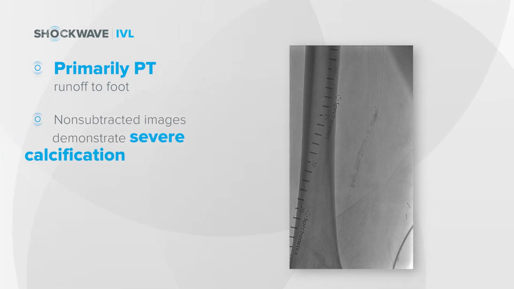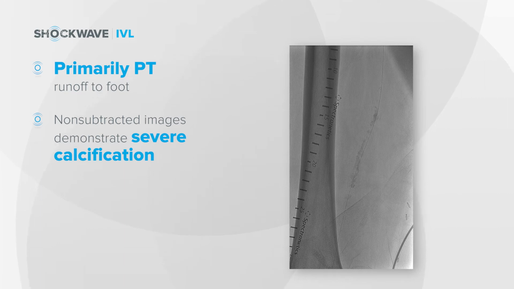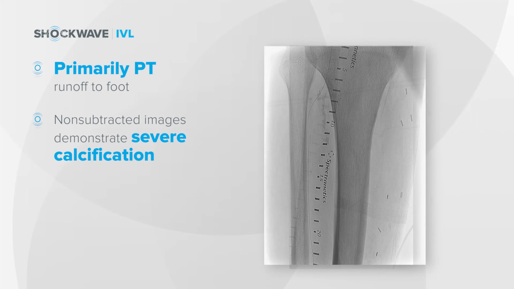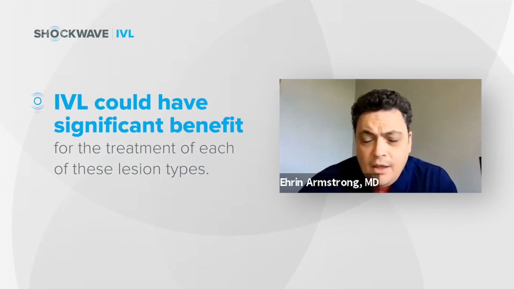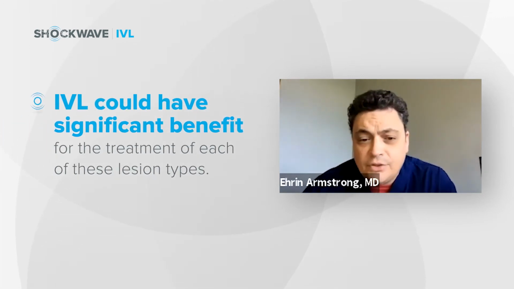And the non-subtracted images, as you can see here, again emphasize that there's no question there's severe calcification. You can see significant calcification on both sides of the artery. It extends for at least around 80 millimeters here in the superficial femoral artery. And you can see this bulky dense calcification in the tibial vessels as well. So based on these findings, intravascular lithotripsy looked like it would have significant benefit for the treatment of each of these lesion types.